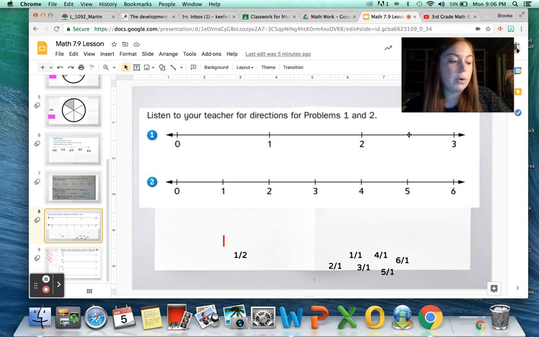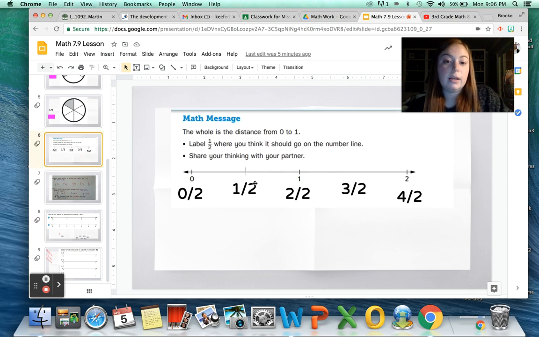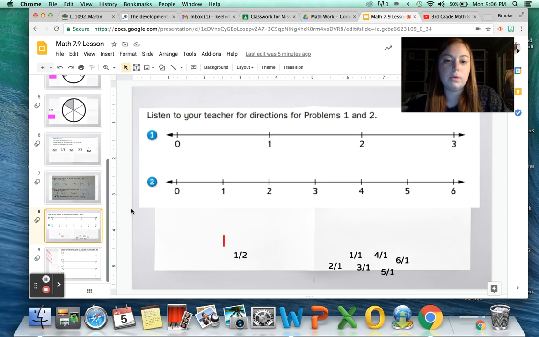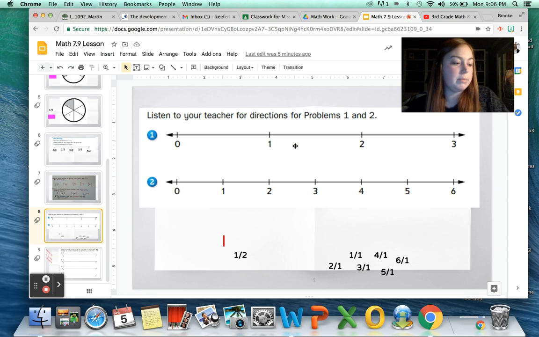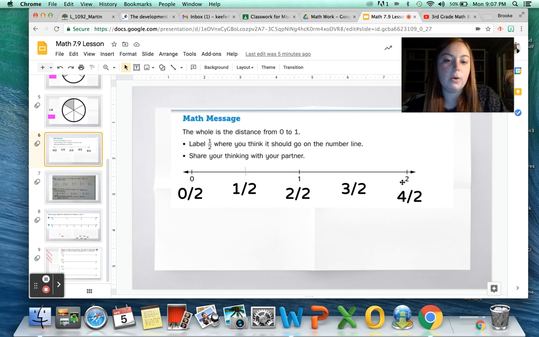Now, what do you notice about the length of the wholes on this number line compared to our math message? So look up at your math message. Yours is closer, but what do you notice about the wholes for this one compared to the math message? So they actually are shorter. So in this one, they're longer than they are in this one. But why do you think that's the reason? Look at how many wholes are on this number line, and then how many wholes are on your math message.